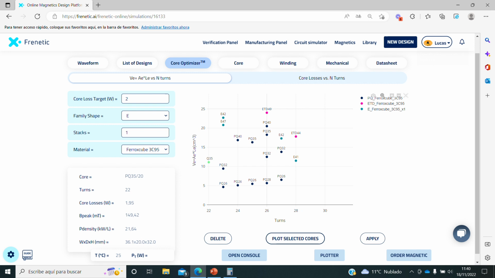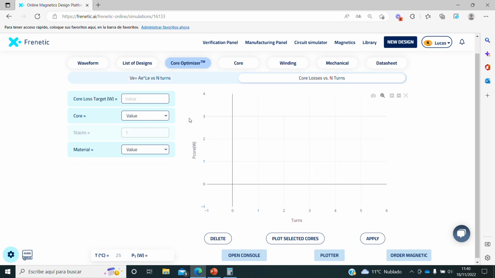But now let's say I have decided that the PQ35 is a good option because the power density is an intermediate one. It's going to be a good one for my converter. I can go for the core loss versus number of turns. And what is this curve? Here what we can do is a more extensive analysis.